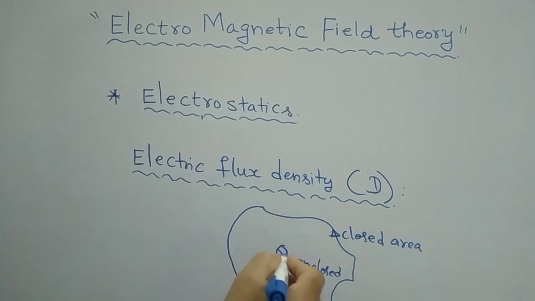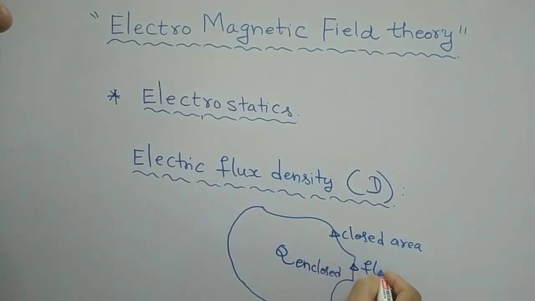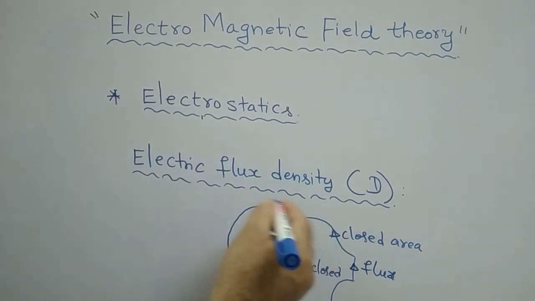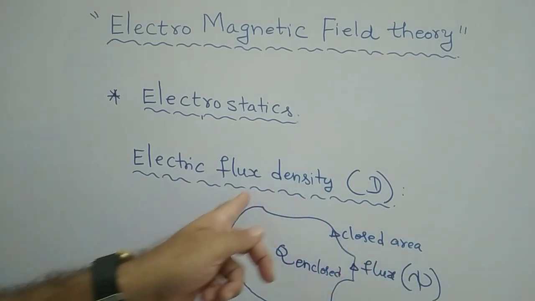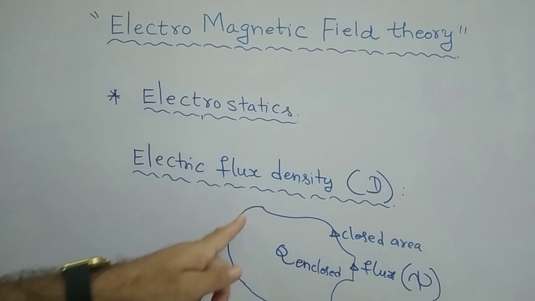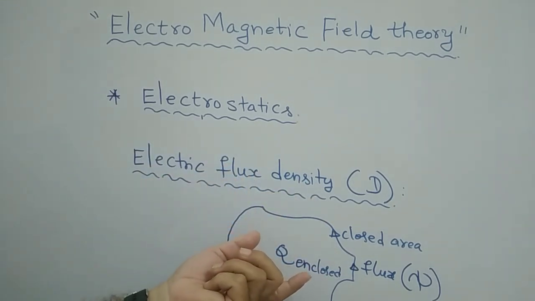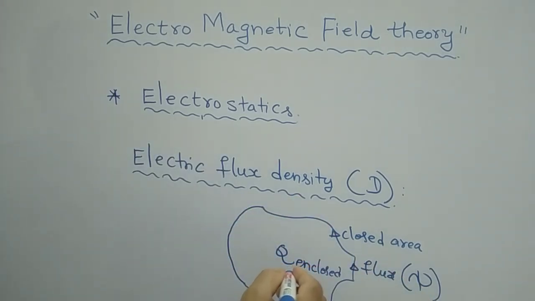Whenever some charge is enclosed by a certain area, some flux flows throughout this area. Remember that. Electric flux flows throughout this closed area. That electric flux is denoted by psi. This is the symbol. That flux flows through this area. The total flux flowing through this closed surface is equal to the total charge enclosed by that area. That is the relation between the enclosed charge and the total flux.